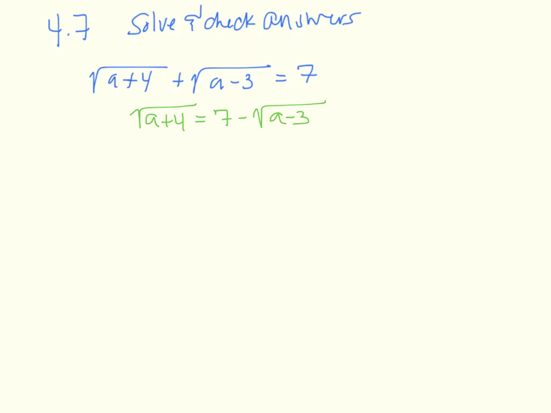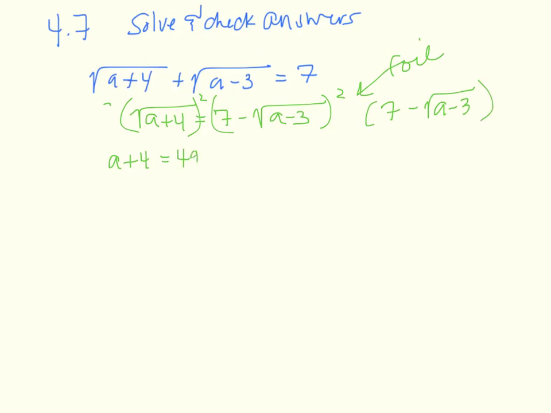And now that my left-hand side is isolated, I can square both sides. So here I have a plus 4. And remember, this I need to FOIL out. So this is really 7 minus root a minus 3 times 7 minus root a minus 3. So first terms give me 49. Last terms give me minus 7 root a minus 3. Inner terms give me minus 7 root a minus 3. So together I have minus 14 root a minus 3. And then minus times minus is going to give me a plus when I multiply my last terms together. So that's going to be plus a minus 3 as my radical sign disappears.